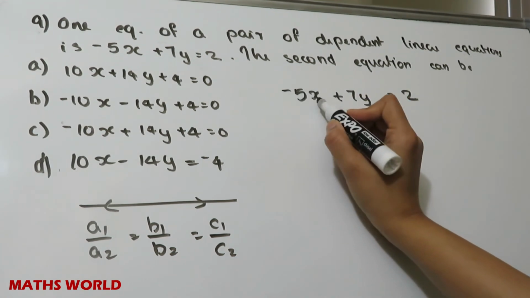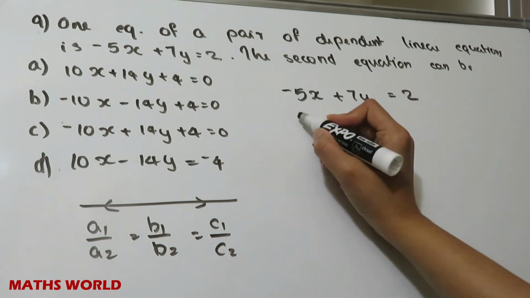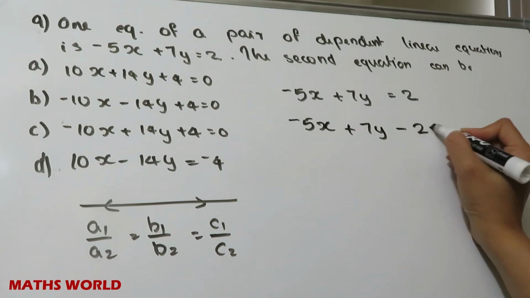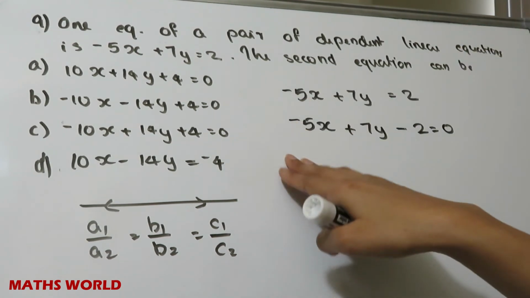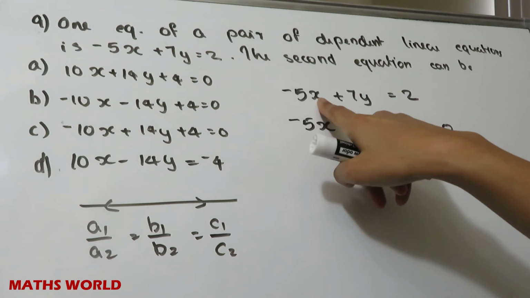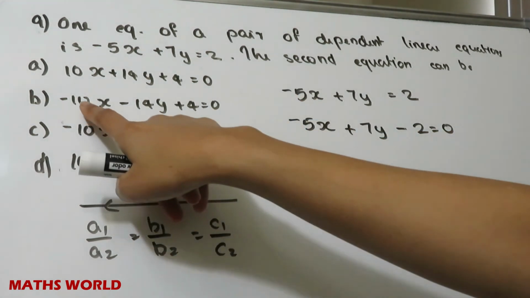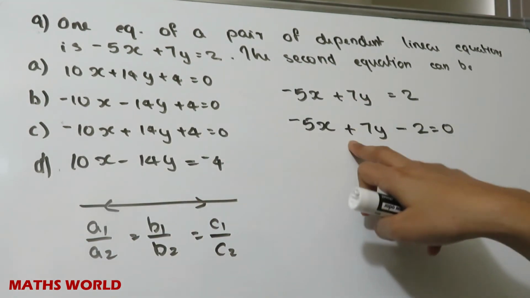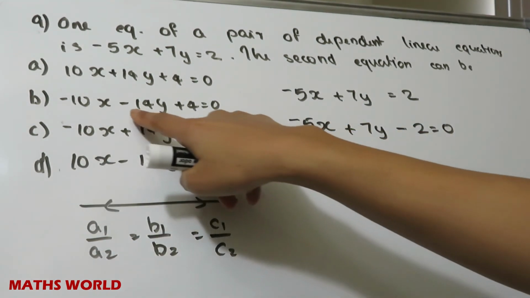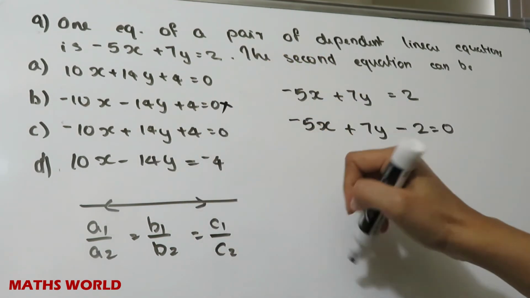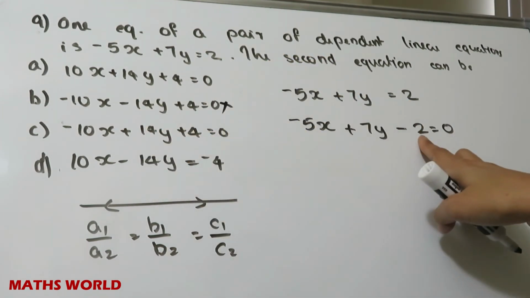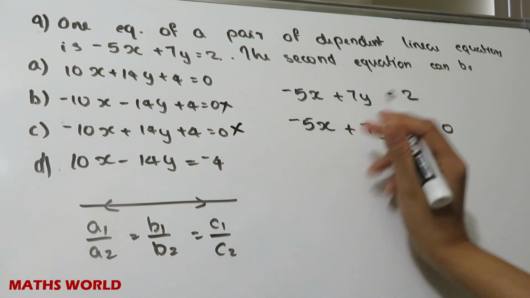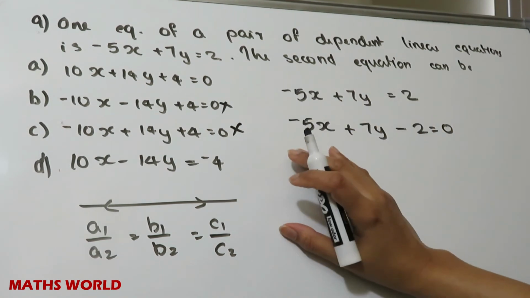So the first equation is minus 5x plus 7y equal to 2. This can be rewritten as minus 5x plus 7y minus 2 equal to 0. So first we can check by their signs. Here the coefficient of x is minus, so we can check these two equations. These two are minus. Then the coefficient of y, this sign should be positive. Here it is negative, so this is not the equation. And here this is positive, but the sign of the constant term is negative here and positive here. So this is not the equation. This is not the correct answer.